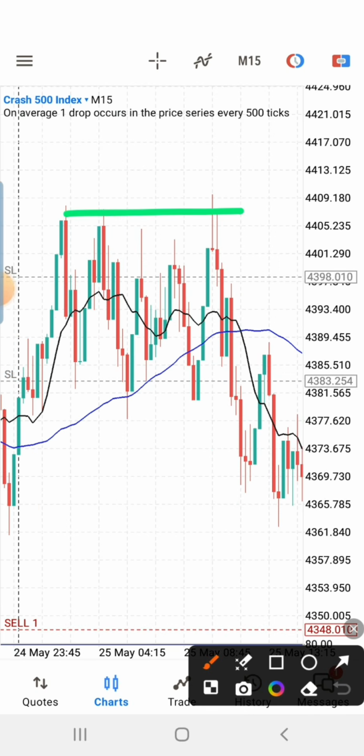Price created a double top right here, or you can use this one. Any of these things, wait for the price to close below. Okay, once price closes below, like when the candlestick closes below the black one, that's exactly what you are going to be looking for.